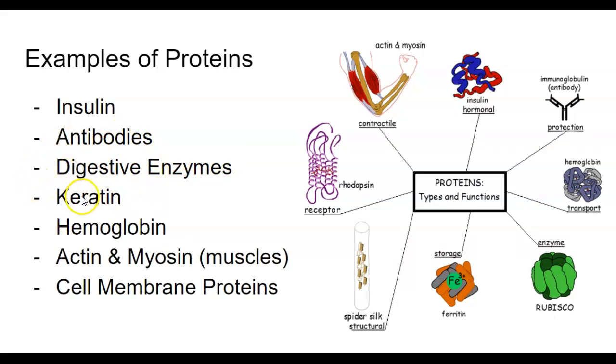Keratin makes up your hair and nails. Hemoglobin we just talked about. Actin and myosin, those make up your muscles and help your muscles contract. And then remember we talked about cell membrane. There's proteins that provide channels in the cell membrane. So there's proteins in the cell membrane too. So proteins are found everywhere in your body. You would not be able to function without proteins.